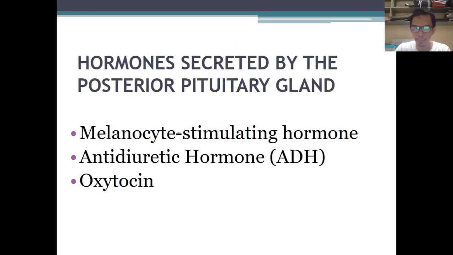All right, next one. We have the hormones secreted by the posterior pituitary gland. This is the melanocyte stimulating hormone, which controls the sleep and wake cycle of our body. Next one, the antidiuretic hormone, which controls the water level in our body so that our body will not be dehydrated in the long run. Next one is oxytocin, the cuddle or love hormone, something like that. So these are the hormones secreted by the posterior pituitary gland.